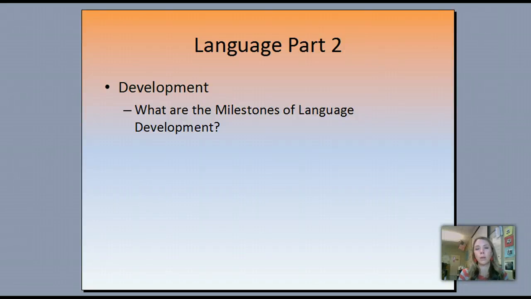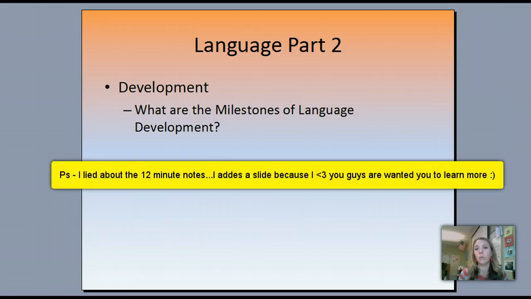In our last notes we talked a little bit about what language is, how it's broken down sound-wise and grammatically speaking, so the rules that we apply. And in these notes we're going to talk about development. So how does language change throughout development, from being a baby to adults.